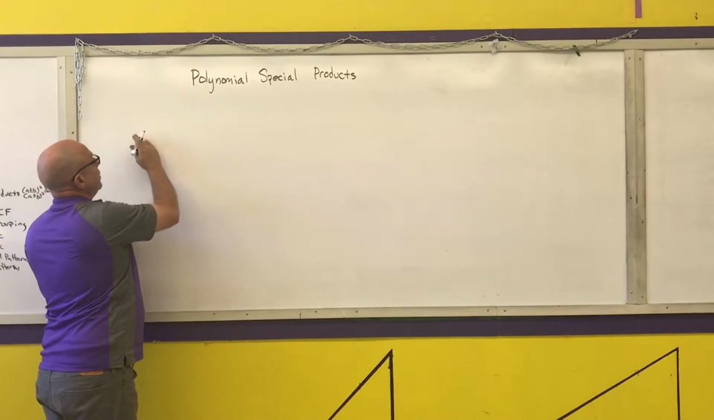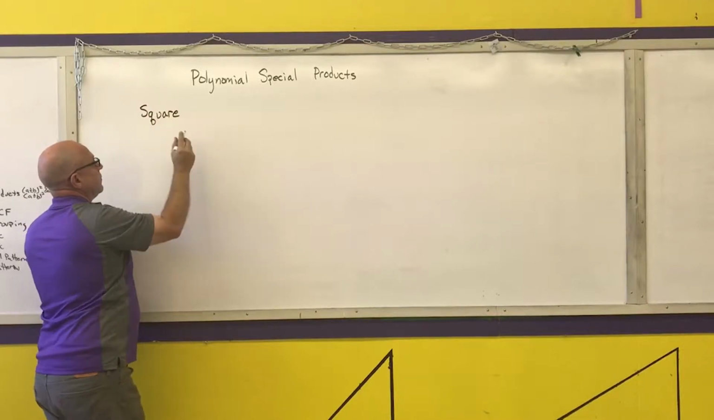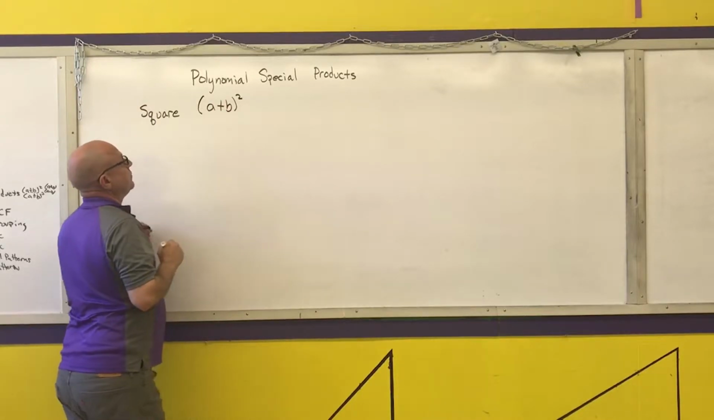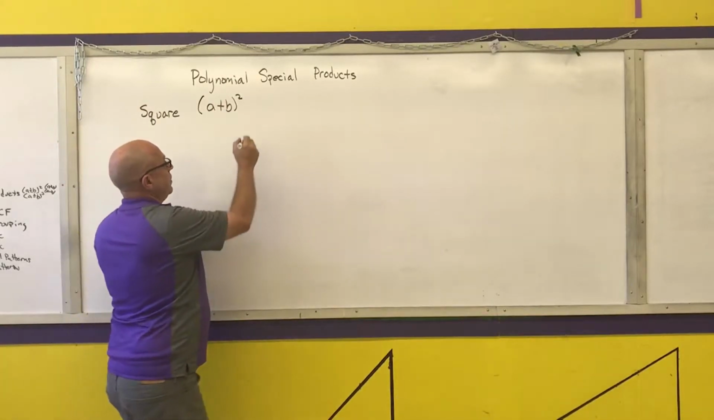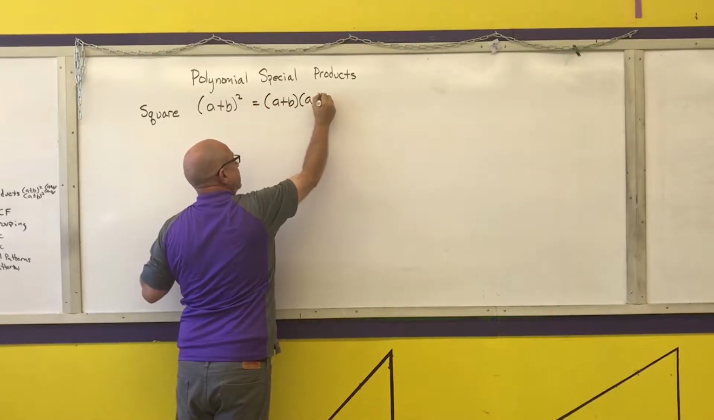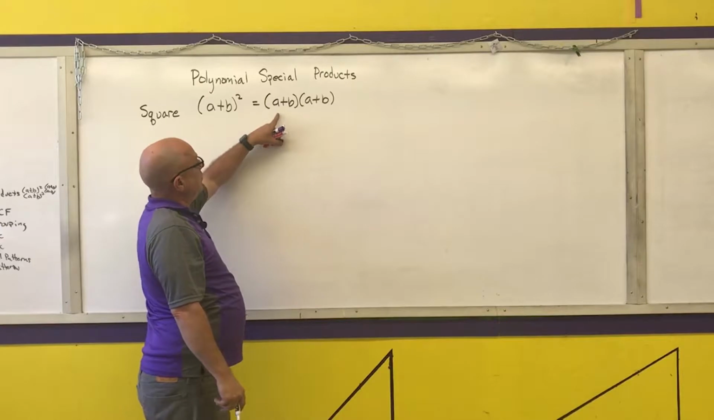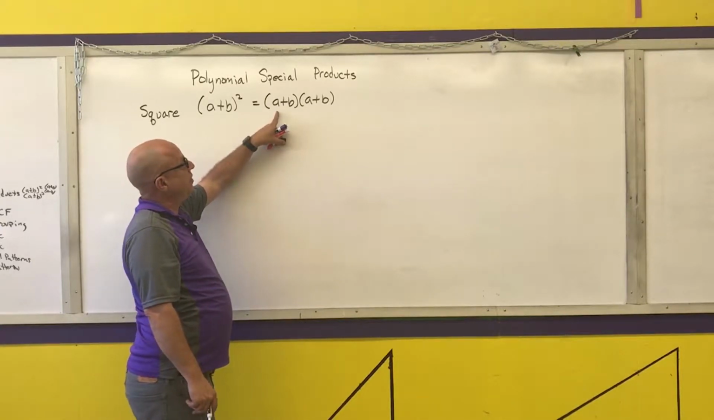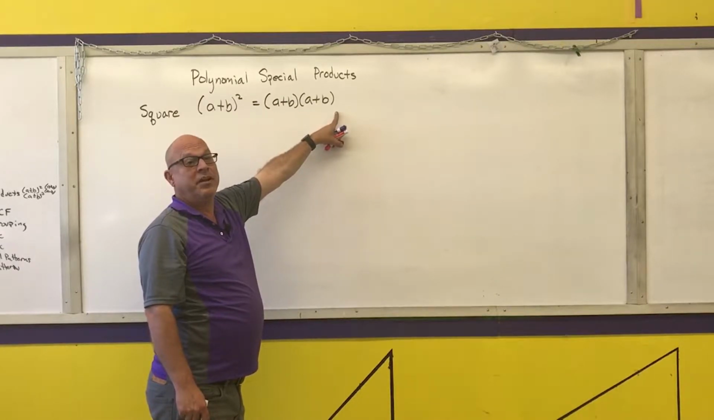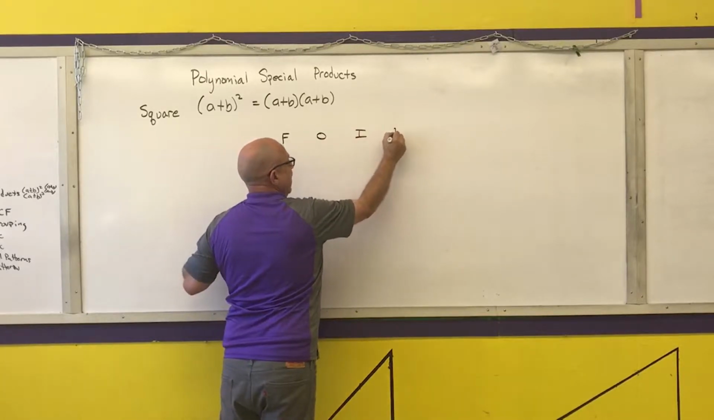The first one is the square of a binomial. For example, a plus b squared. And something squared is that something times itself. Okay? From the multiplication video, you know that I can do this work by the FOIL method. So that's what I'm going to do. I'm going to do my first, outer, inner, and last.